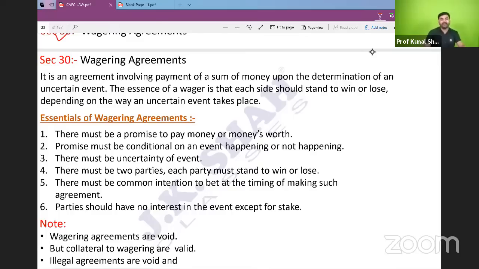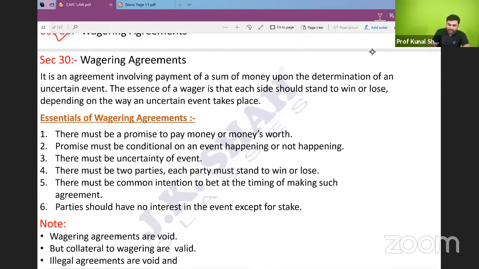If there's a match between India and Pakistan, and I say India wins, you say no, Pakistan will win. I said no, India will win. You said no, Pakistan will win. I said okay, let us go for a bet. If India wins, you pay me 1 lakh. If Pakistan wins, I will pay you 1 lakh. Then the transaction which is getting entered between me and you is a wagering agreement. If India loses, I will pay you 1 lakh. So that's a wagering agreement.